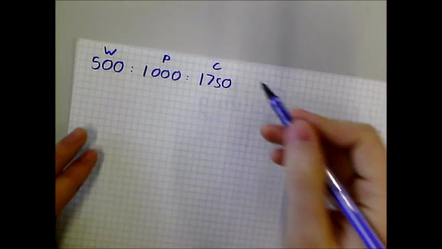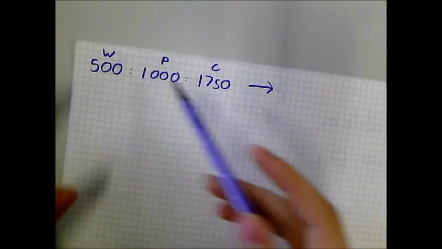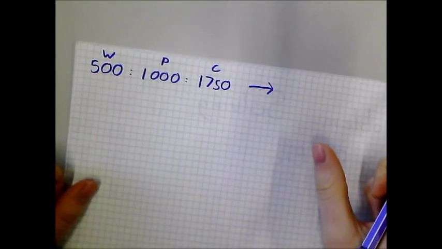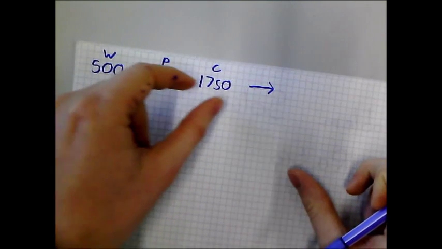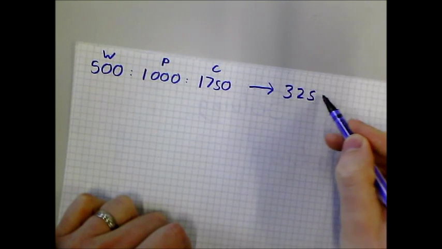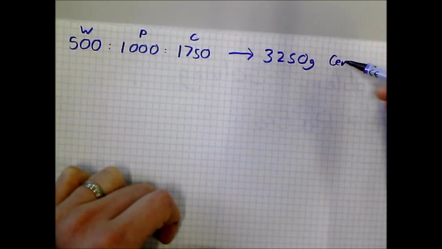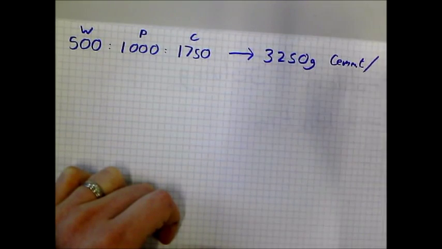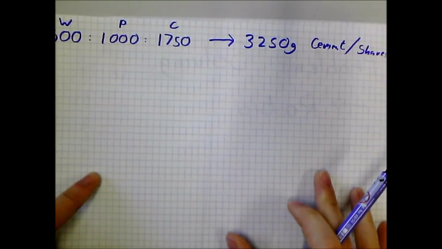Okay, so we know that if we add up all these bits, we're going to make cement. If we use 500 grams of this, 1,000 grams of this, and 1,750 grams of this, we are going to make 3,250 grams of cement, and that is also 3,250 shares. If we ever add the ratio, that's adding our parts up, that's going to be the number of shares.